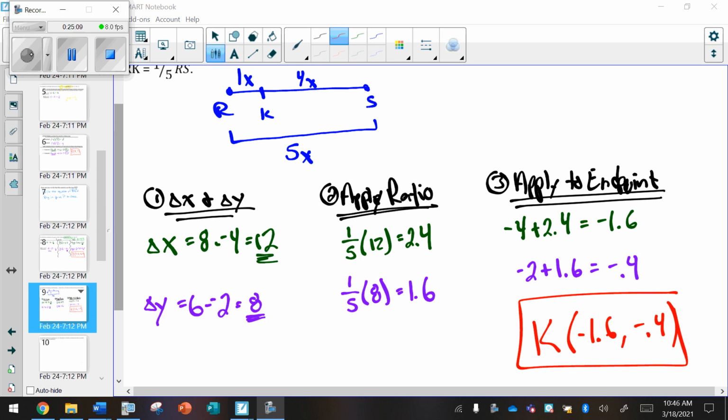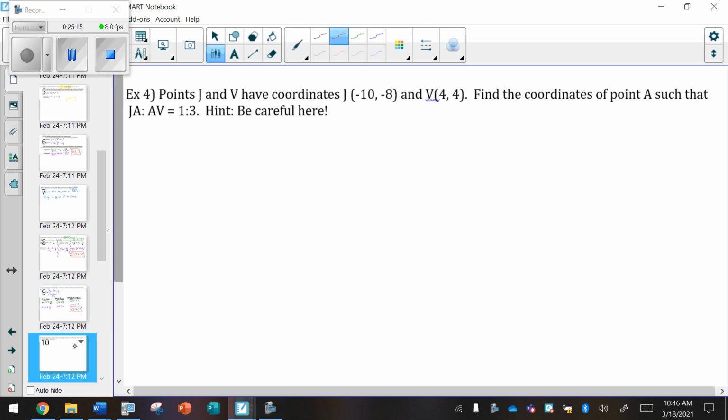All right, that leaves us with one last problem to do. Technically two, but the last one's easy. Points J and V have coordinates. J is at negative 10, negative 8, and V is at 4, 4. Find the coordinates of point A such that the ratio of JA to AV is 1 to 3.